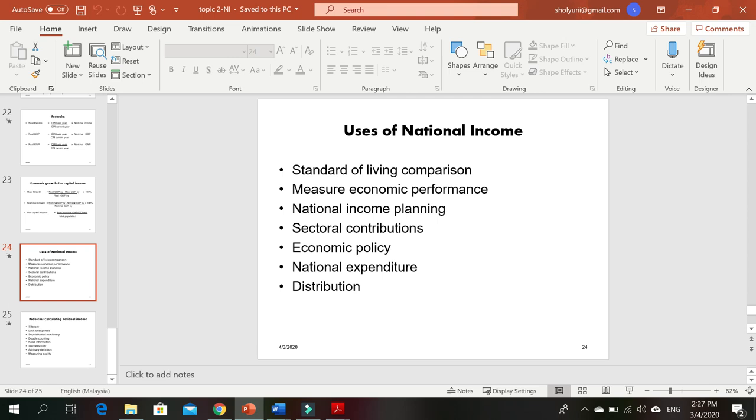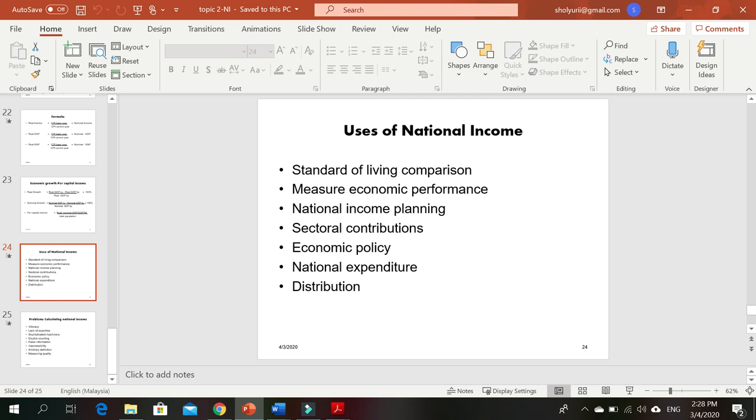Okay, next is to measure economic performance. Every country must measure economic performance to know whether they are growing or downgrading, whether they are having a recession, and so on. Okay, and then national income is also used for national planning.